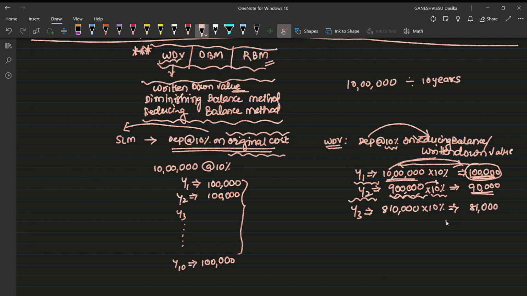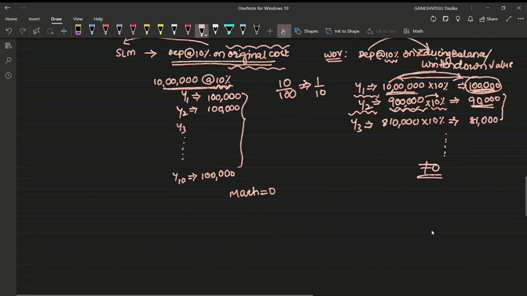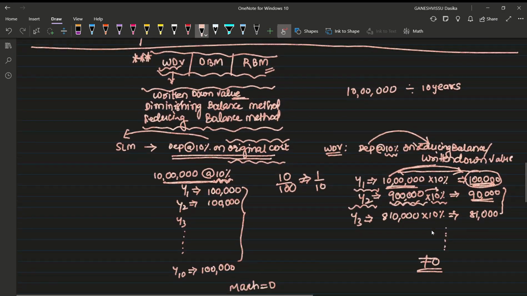In this manner the value of depreciation will keep decreasing, but it will never become zero. In the straight line method, after 10 years at 10%, we are distributing evenly over 10 years, so at the end the value of the machinery becomes zero. But here the machinery value will not actually become zero. So this is the concept of the written down value method of depreciation.